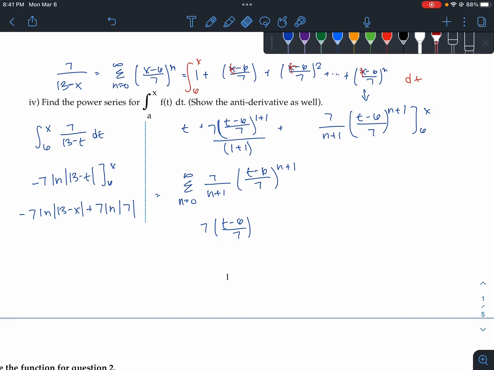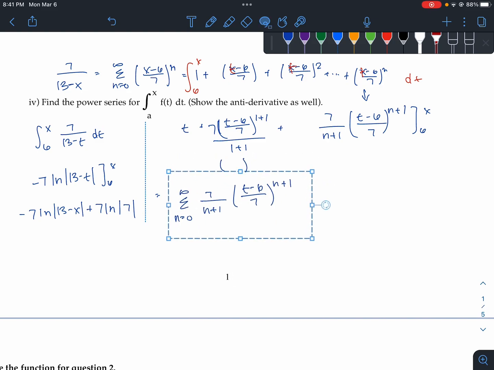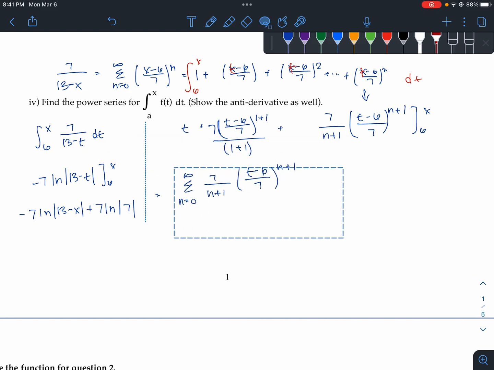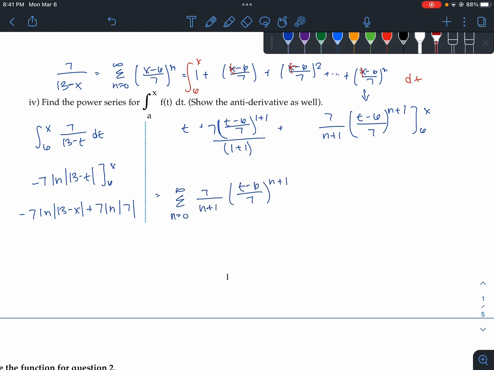Okay, but in any case, all I'm pretty much saying is that you don't have to worry about plugging in this lower bound. It's all taken care of, is what I'm saying. Okay, so with that being said, I think that wraps up this problem right here. We have the antiderivative of the function and the power series that represents it.